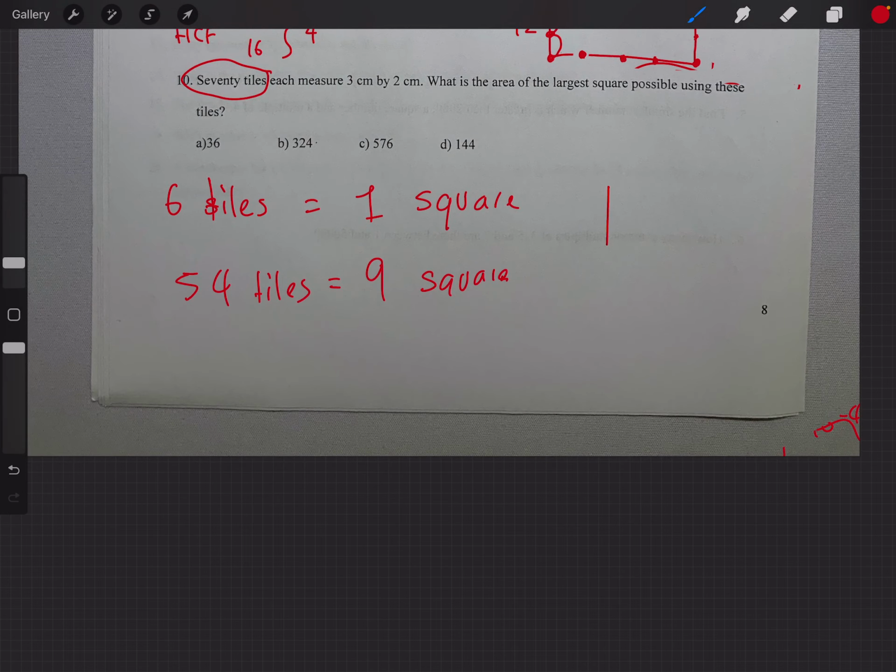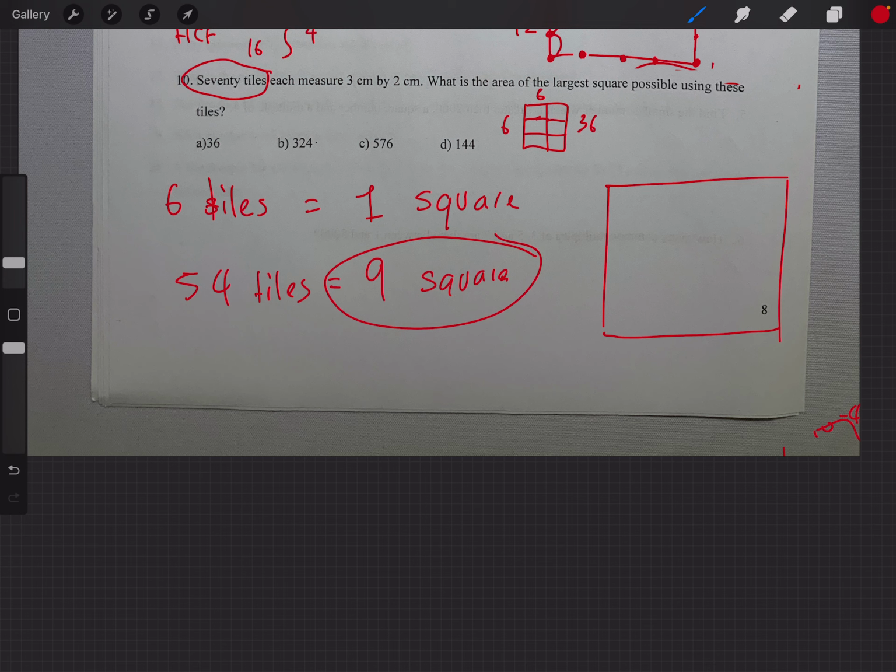Now, if you have 54 tiles, let's have a look. The area of 1 square, I'll have 3 like this, I have 6 by 6. The area of 1 square is 36, isn't it? And you've got 9 of those squares. So that means 36 times 9. 6 times 9 is 54. 9 times 3 is 27. 27 plus 5 is 324. There's your answer there.